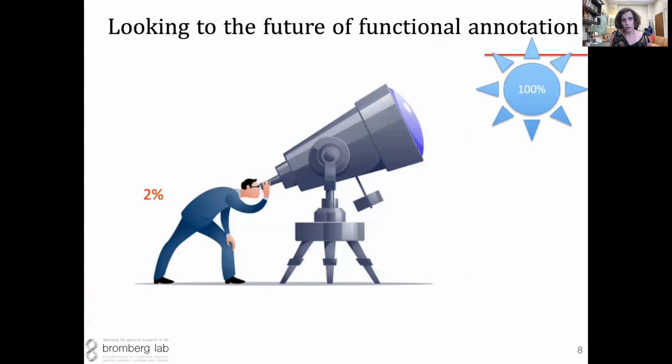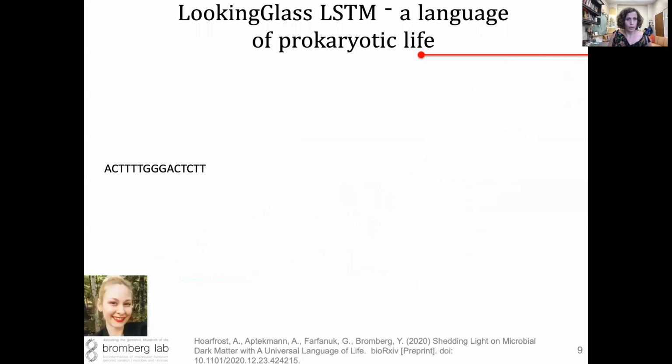But of course, 2% is not 100%, and we wanted to see if we could annotate more metagenomic data using more advanced techniques. So another postdoc in my lab, Adrian Horfrost, decided to come up with a model that models the language of prokaryotic life. She trained an LSTM RNN called LookingGlass to recognize the next nucleotide in a particular genome sequence, so that she can embed the bacterial genome world into a higher dimensional space. So here you try to predict the next nucleotide, the same thing that many people do in natural language processing.